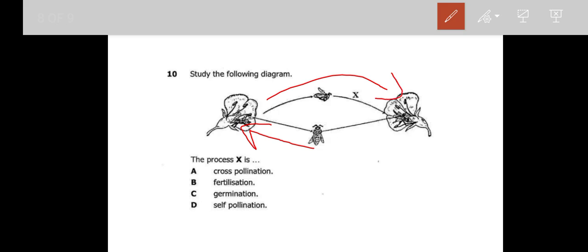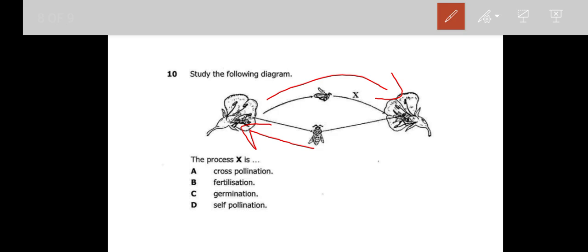Then they ask you, the process X is, what process is X? On the options we have cross-pollination, fertilization, germination, and self-pollination. When we just started doing a revision, I did mention cross and self-pollination. So you can see this insect, this is pollination. The factor here is animals, the insect, which is helping in the process of pollination.